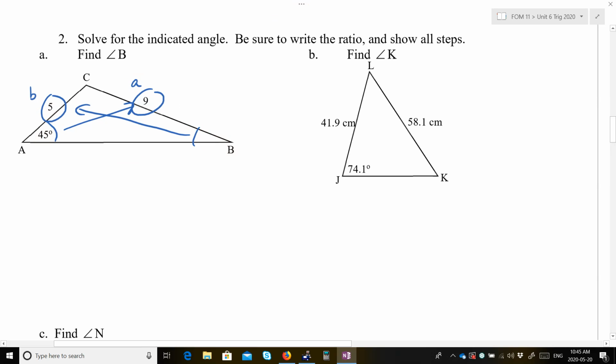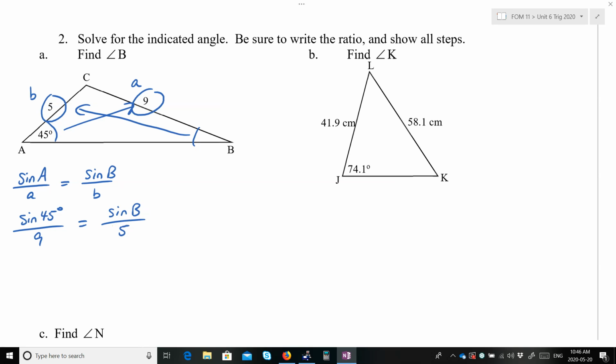Okay, so this is little a, this will be little b, and we can say sine A divided by little a is equal to sine B divided by b. So sine of 45 degrees divided by 9 is equal to sine B divided by 5. Okay, and so we could do the cross multiply thing here. We ultimately want to get angle B by itself. So if we start off with cross multiplying, you would have 5 sine 45 degrees equals 9 sine B, and then I'd have to divide by 9 again anyway. So notice that the 9 is just going to end up on the other side down below again. So it's just like the 5 just goes and multiplies up top there, is really what's happening.